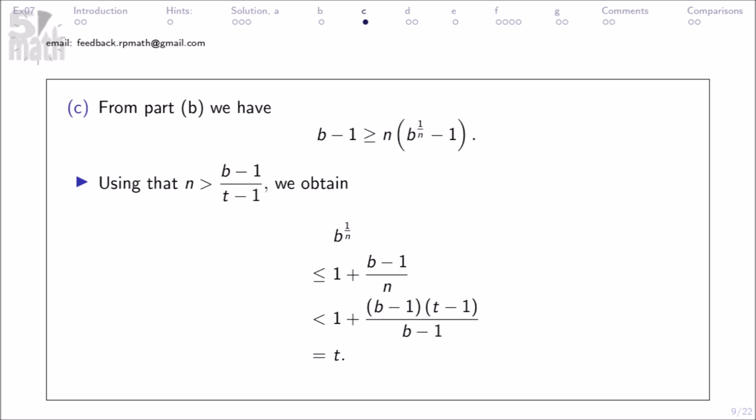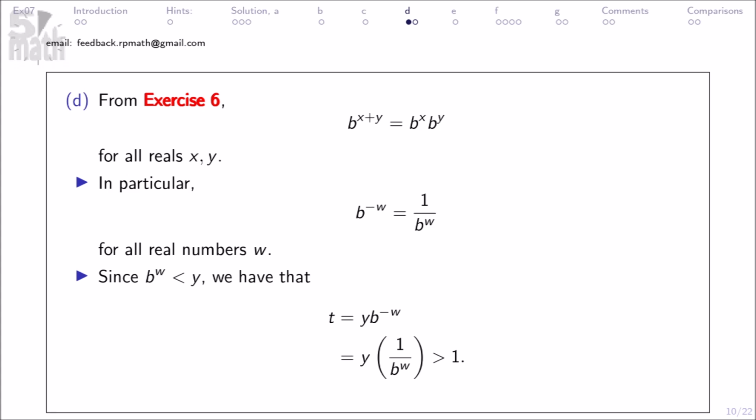C. From part B, we have b minus 1 greater than or equal to n times b to the power 1 over n minus 1. Using that n greater than b minus 1 all over t minus 1, we obtain b to the power 1 over n less than or equal to 1 plus b minus 1 over n less than 1 plus b minus 1 times t minus 1 all over b minus 1 equals t.